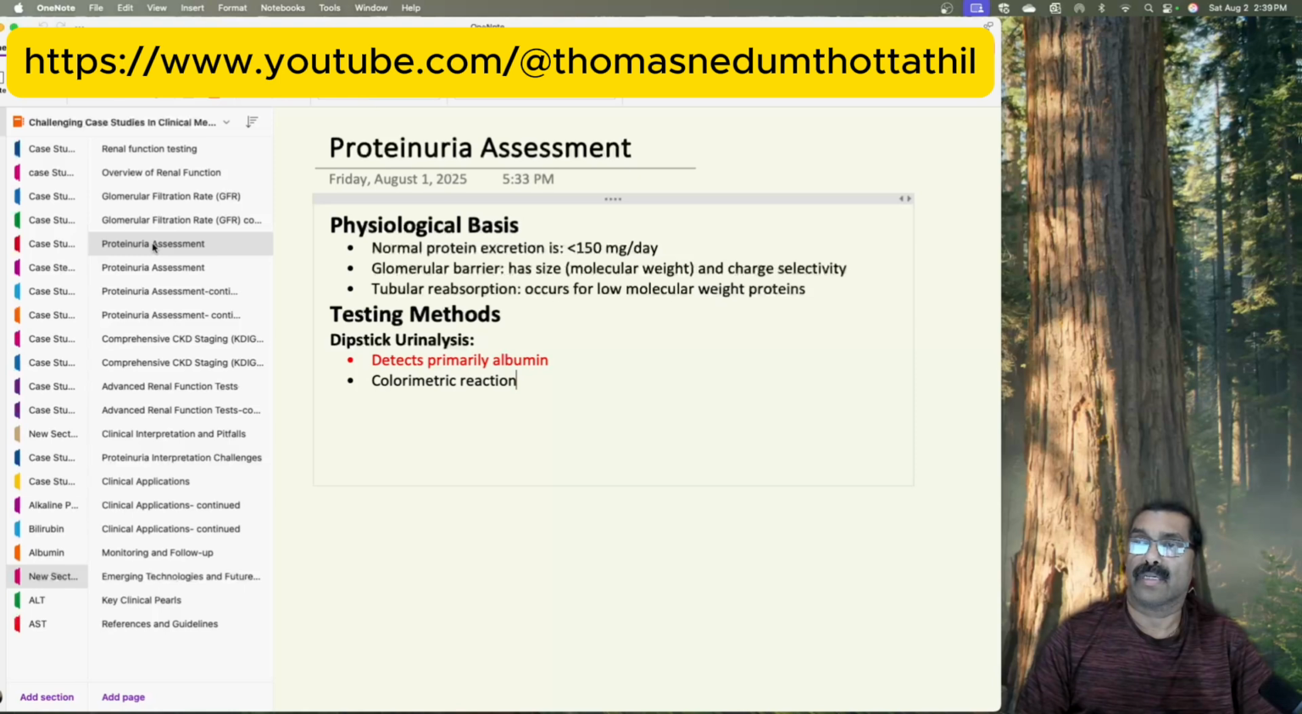Proteinuria assessment. Physiological basis. Normal protein excretion is less than 150 mg per day. Glomerular barrier has size and charge selectivity. Tubular reabsorption occurs for low molecular weight proteins. Testing methods. Dipstick analysis detects primarily albumin. It is a colorimetric reaction.